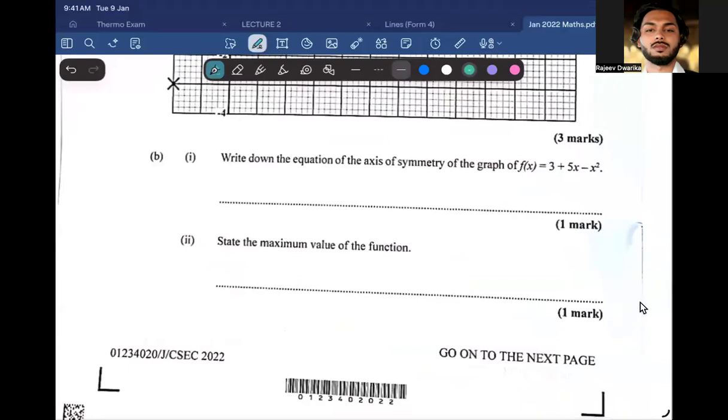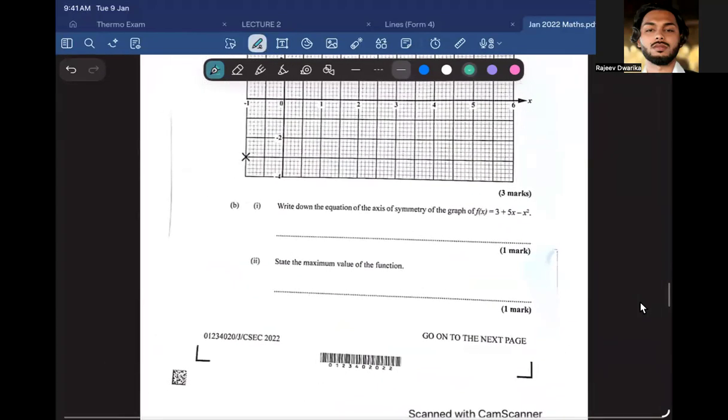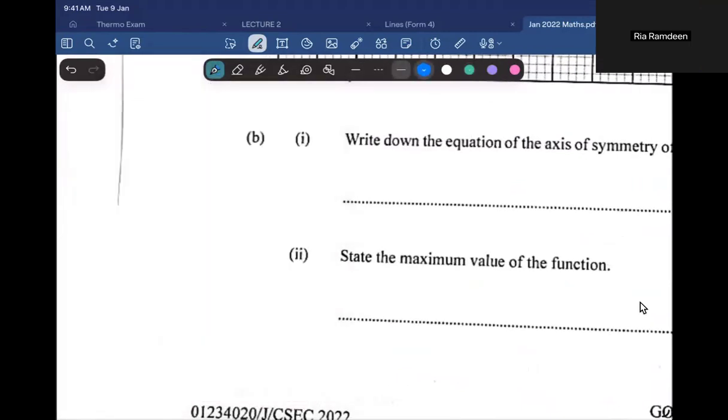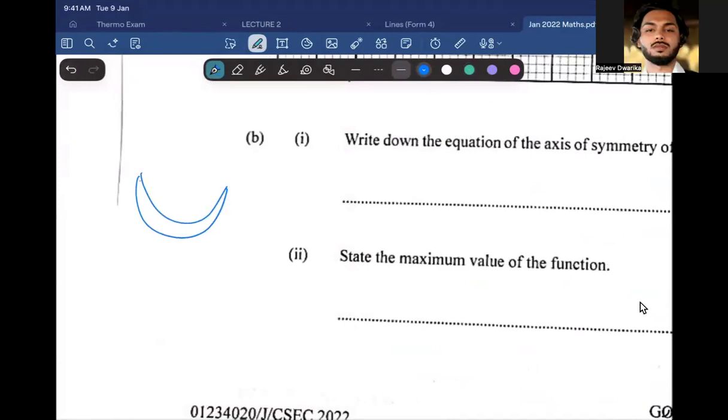All right, so the next part. They said the next part was write down the equation of the axis of symmetry. We didn't do quadratics yet, right? But this is an easy question. So, Ria, when you hear of axis of symmetry, let me carry you back to earlier days. What would be the axis of symmetry for this shape? Like if I draw a perfect moon, what would the axis of symmetry for that be? Like right in the middle.